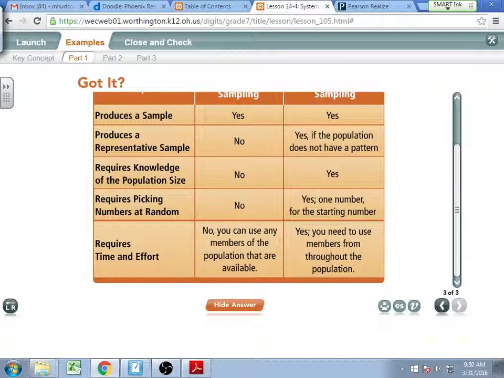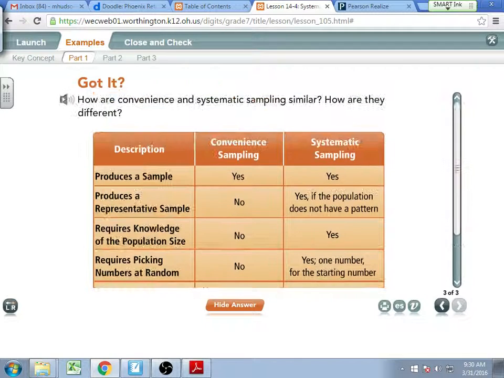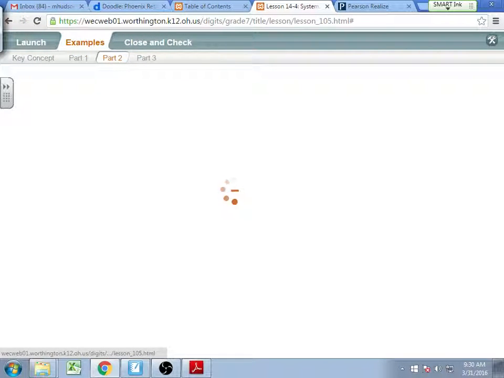Convenience is easy. It should be done quickly. Requires picking numbers at random. Convenience sample, no, nothing's random. You're saying, hey, you 10 people, come here. Systematic is, hey, you, 1, 2, 3, 4, hey, you, 1, 2, 3, 4, hey, you. It takes more time. It requires picking numbers. So there are similarities and differences there. Moving on.